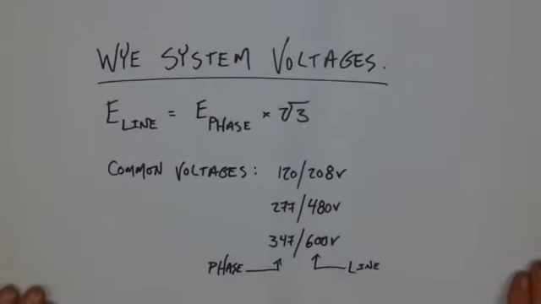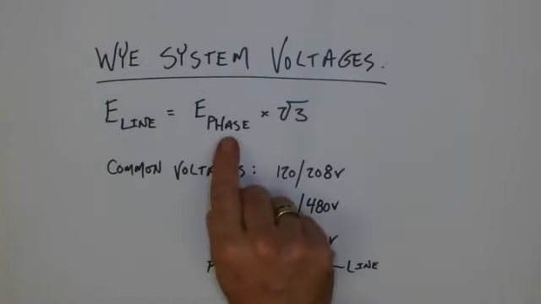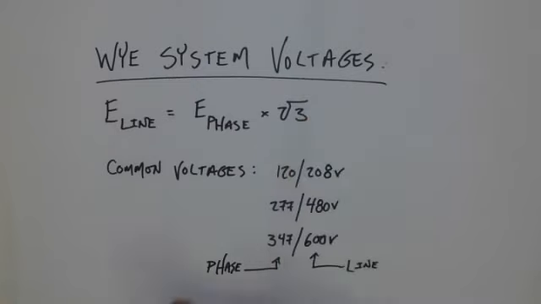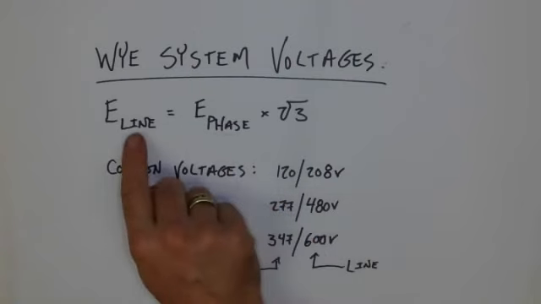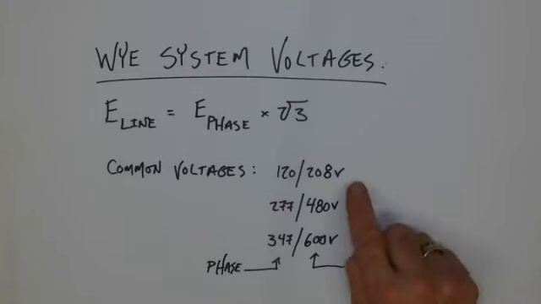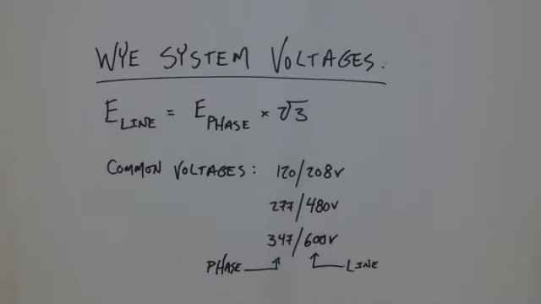If we take a look at the calculation for the voltages in a Y-connected configuration, the line voltage is equal to the phase voltage multiplied by √3. And of course, if you wanted to reverse the equation, you could say the phase voltage is equal to the line voltage divided by √3. Now, some of the common three-phase Y voltages that we have are 120/208, which is pretty common across all of North America, 277/480, which is most common in the US, and 347/600, which is most common in Canada.